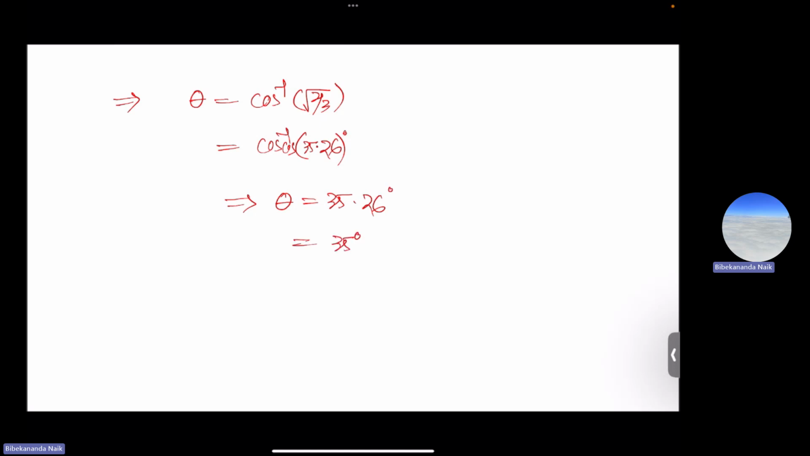And if you check the cosine angle values, theta will be cos inverse root over 2 by 3, which is 35.26 degrees. So this theta is 35.26 degrees, that is 35 degree 15 minutes.